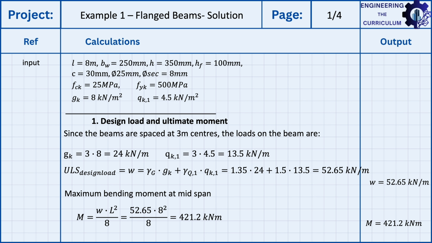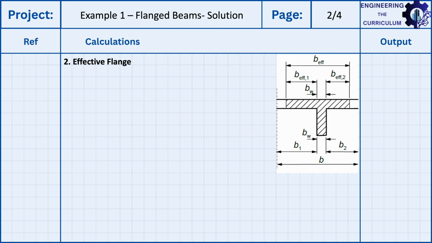Since this is a simply supported beam, it's pretty easy to calculate the maximum bending moment, which will occur obviously at mid-span, and it'll be WL squared over 8, which in our case is going to be 52.65 times 8 squared, which is the span, over 8. And that gives us a moment of 421.2 kilonewton meters. And now that we know the loads and the moment, we can move on to calculating the effective flange. I've left the little diagram from the Eurocodes up here so we can see exactly what we're calculating.